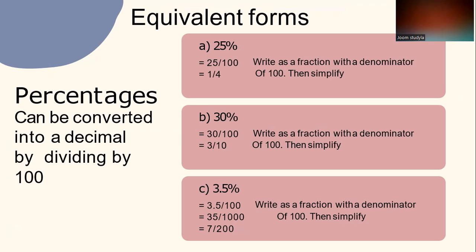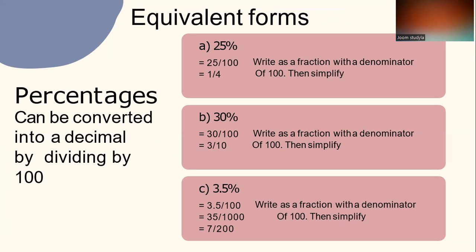Okay, so for the equivalent forms, let's look for example how to convert it into a decimal by dividing by 100. For example, 25%. The way to write it is to write as a fraction with a denominator of 100. So you have 25/100. So then when you simplify, 25 can be divided by 25 and 100 can be divided by 25. So the answer for question A is 1/4.